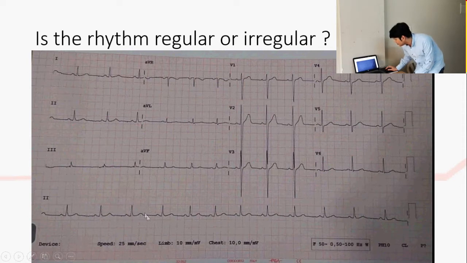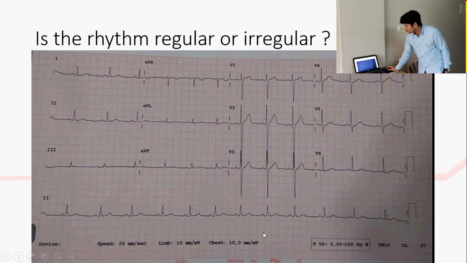Then 1, 2, 3, 4. Then next we go 1, 2, 3 and 3 and a half. Here 1, 2, 3. Then 1, 2, 3. So here the interval was 4 large squares, and it becomes a little smaller, 3 large squares. So the RR interval is varying, so the rhythm is irregular, but it's not grossly irregular as we saw in the AF.